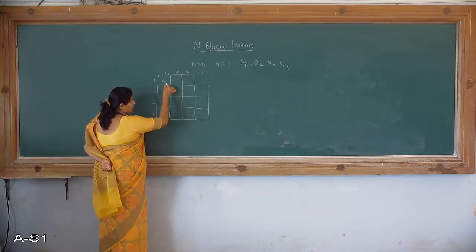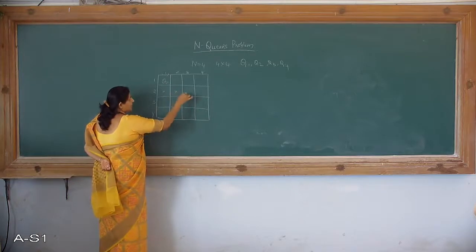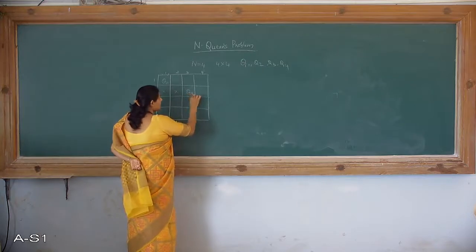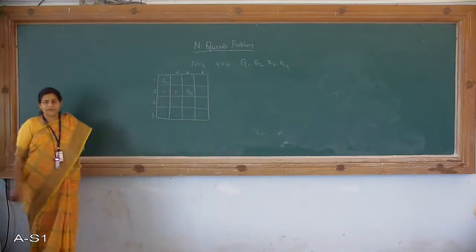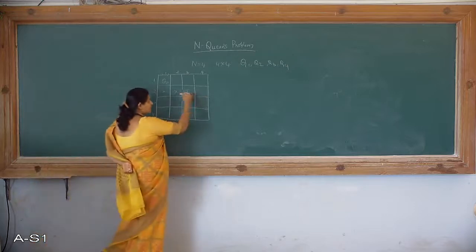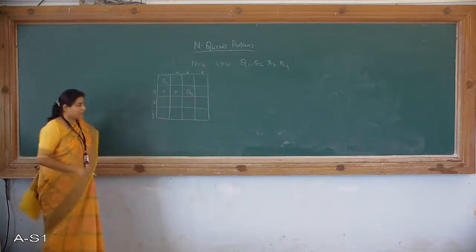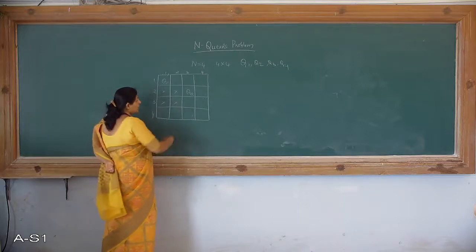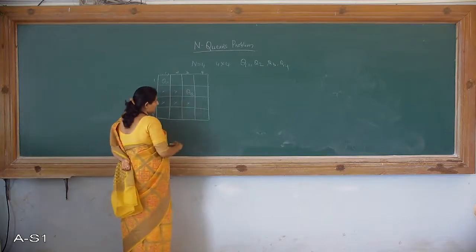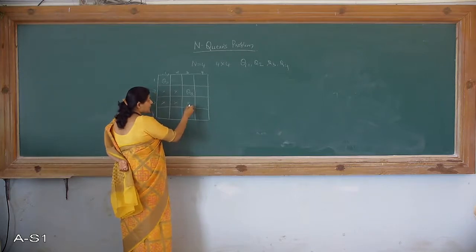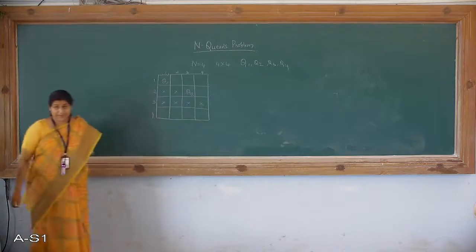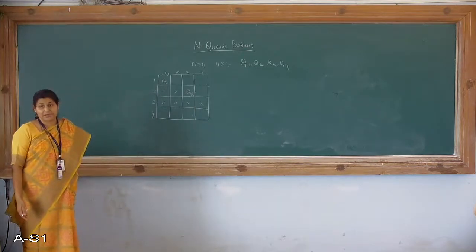Can I place here? No. Diagonally I cannot place. Can I place here? Yes. Definitely I can place my queen 2 here. And no question of this because I cannot place any more queens in that row. So coming to this now, definitely this was not possible. Now this is not possible because it is diagonal, and here also it is not possible because already we have one, and this is diagonally not possible, right? So I cannot place my queen.